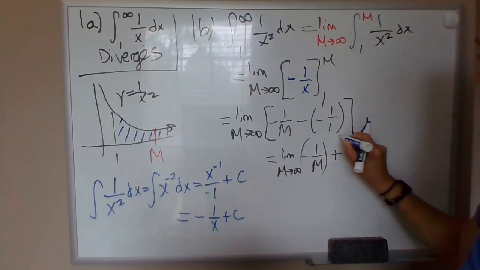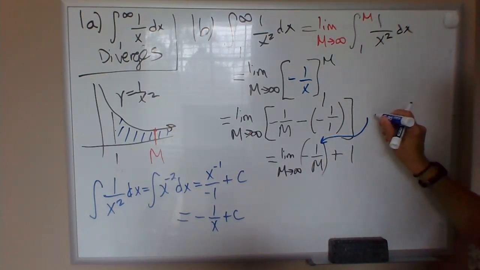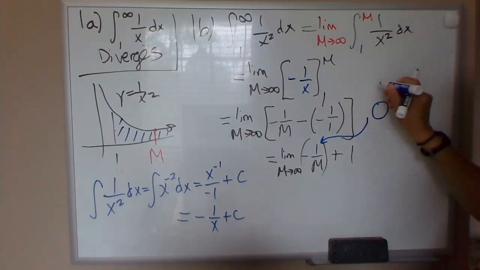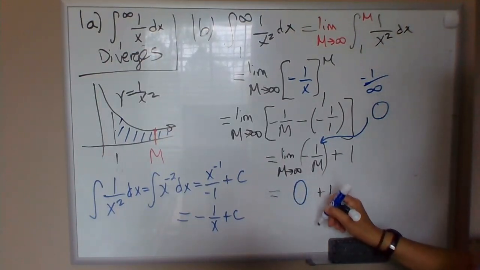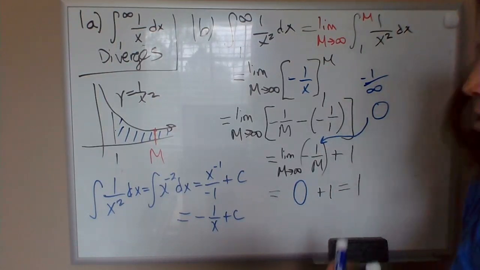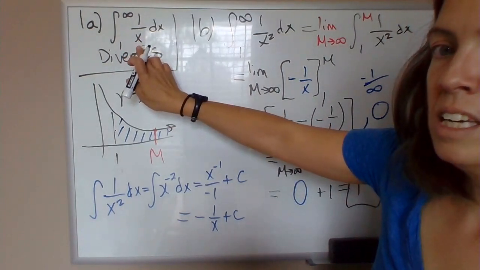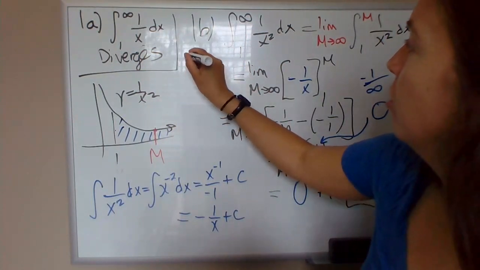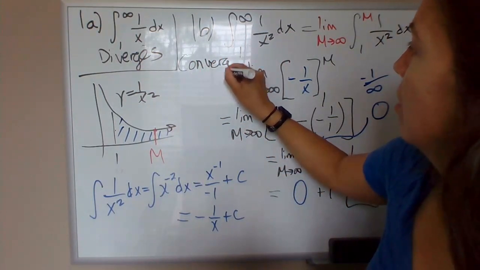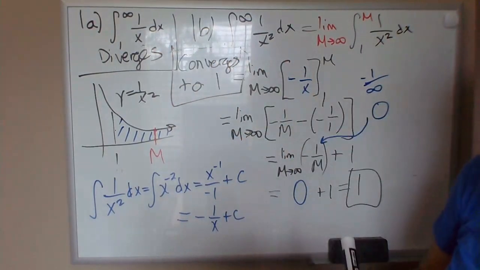Thinking back to the limits you did in 5.6, 1 over infinity is approaching 0. Any limit of the form finite number over infinity is going to 0. So this is equal to 0 plus 1. In this case, the area under that curve is approaching 1. So while the integral of 1 over x dx from 1 to infinity diverges, 1 over x squared actually converges to 1. That would be our final answer for example 1b.